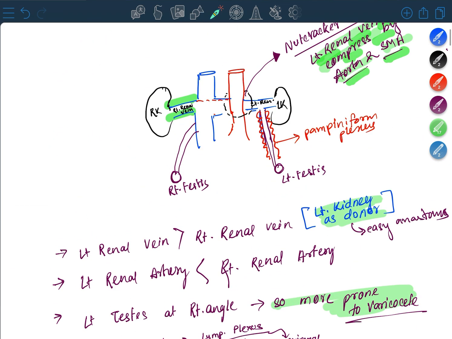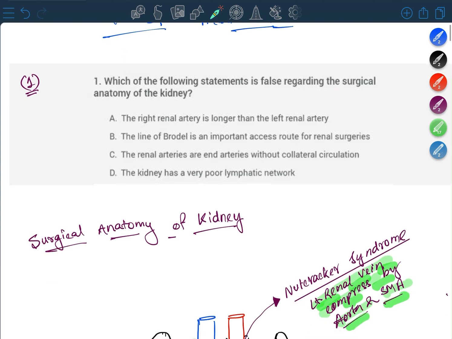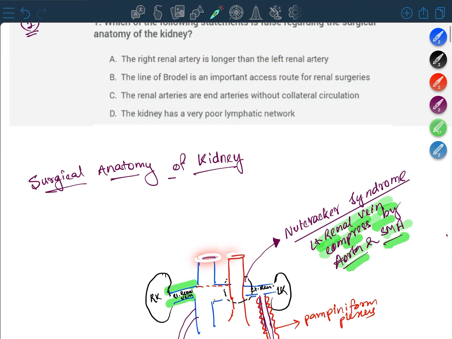So let us view the question. Now see, these are the answers. The right renal artery is longer than the left renal artery. See, this is correct. This is the aorta, this is the left renal artery, and this is the right renal artery. This is the right side, and it is obviously longer than this. And if it was a vein, then the right would have been shorter. Keep this in mind. Always remember, if this is the IVC, this is the aorta. The IVC is towards the right side.